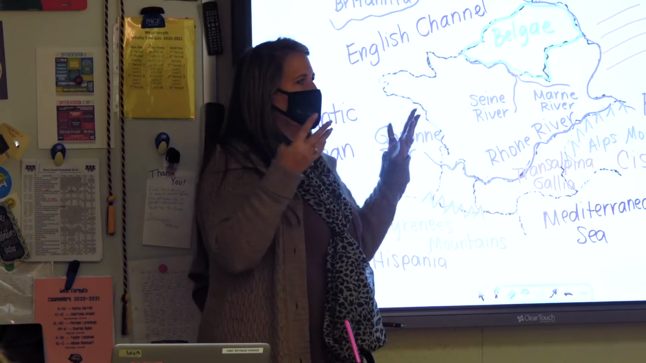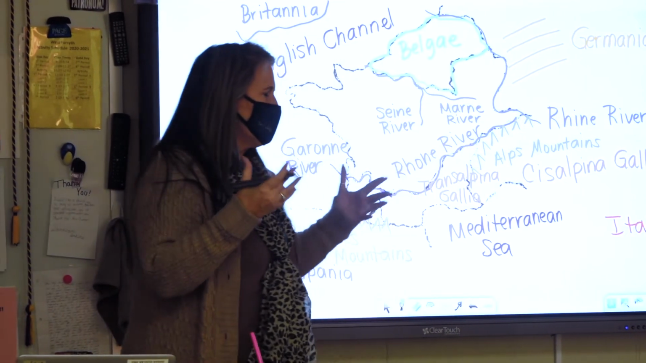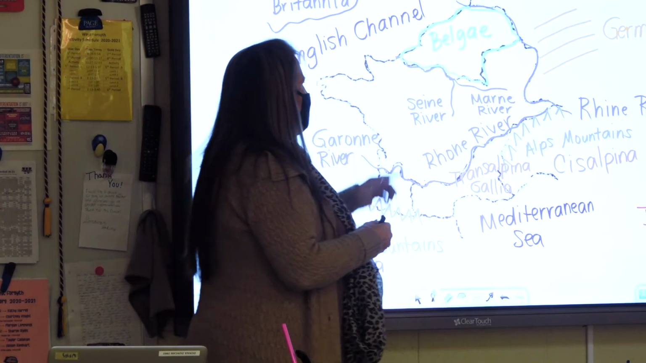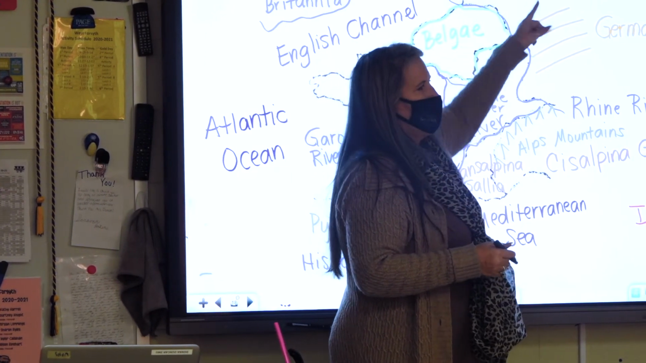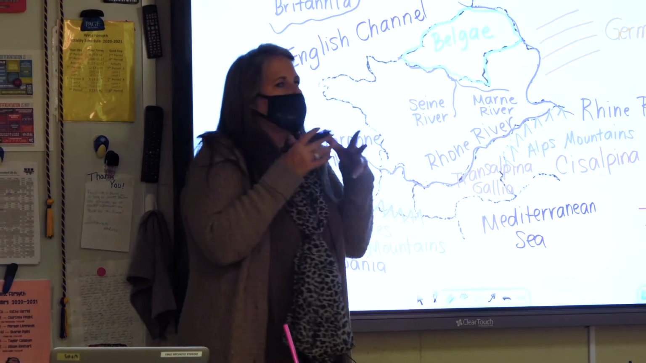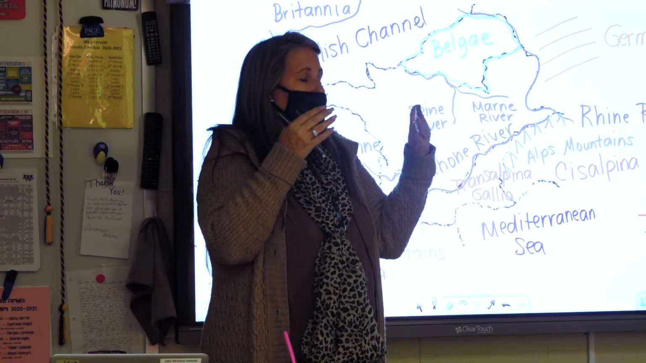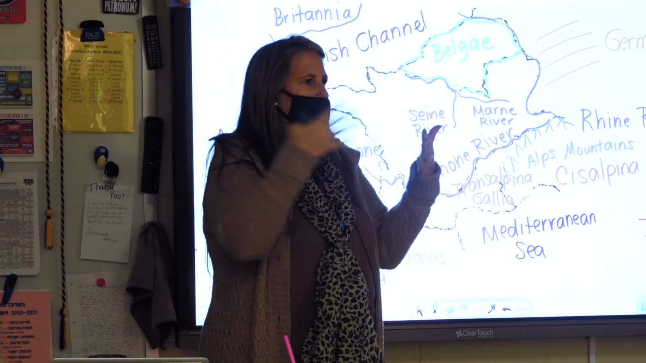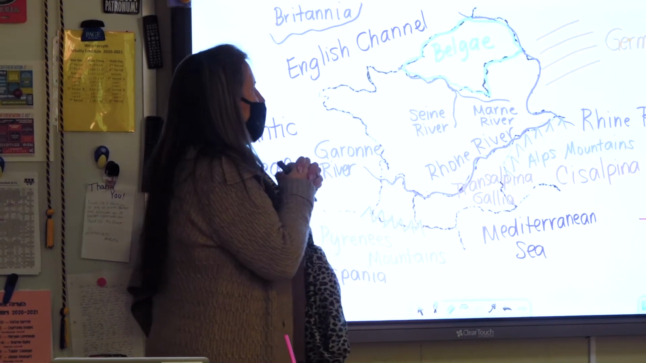Remember earlier I told you that the Germans, they weren't Germans, they're Germanians, were a very barbaric tribe? Well, look where the Belgae are in relation to them. They're very close to them. So if you are a tribe or a people and you are close to someone who always wants to make war, then you probably are going to be very warlike too. So that's what we're going to find out about the Belgae.